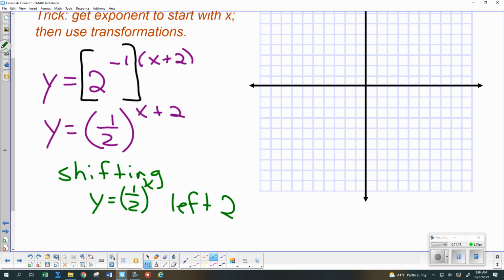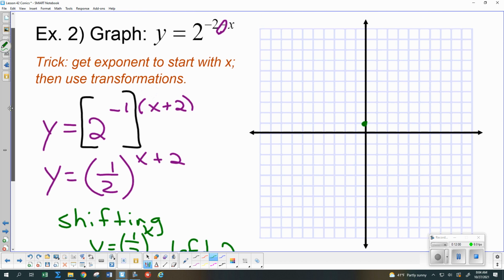Am I able to graph a half to the x? So I'm going to do dots just for the lattice points. Y equals a half to the x would have gone through 0, 1. Is it going to be increasing or decreasing? It's going to be decreasing. It's going to be an exponential decay. I would have had negative 1, 2, negative 2, 4, negative 3, 8, and negative 4, 16 would have been off my graph.